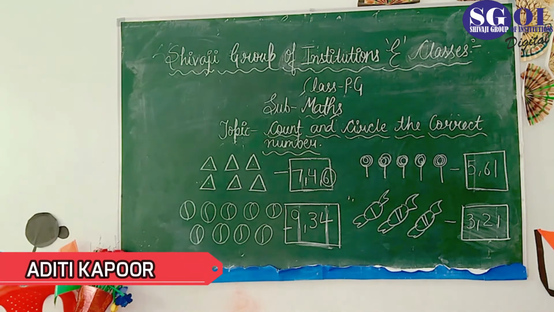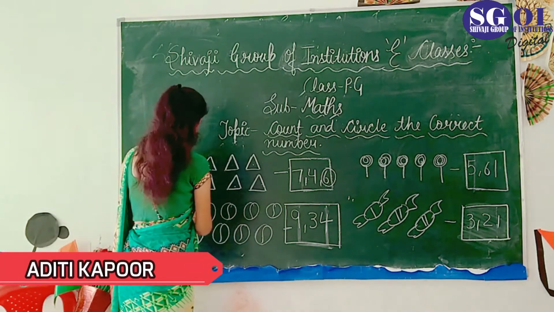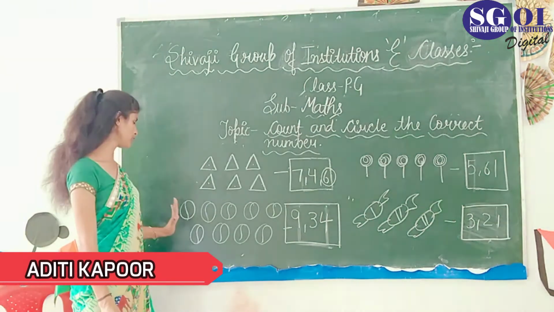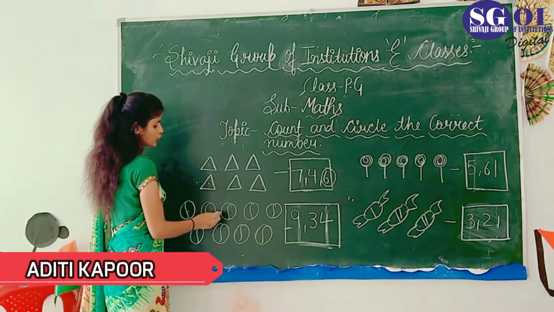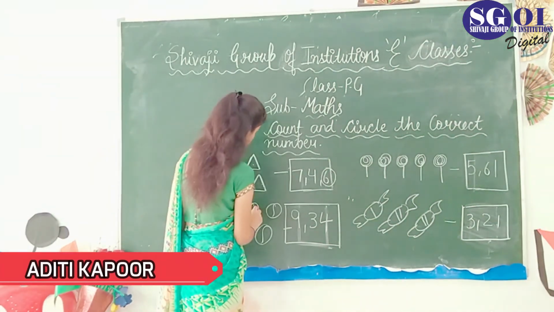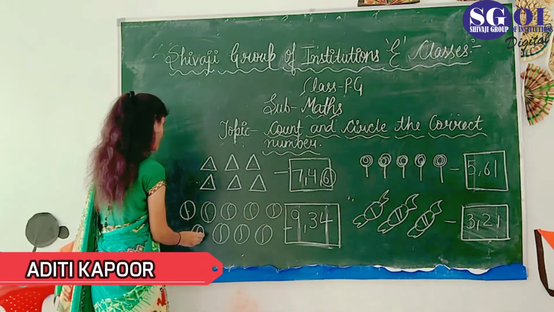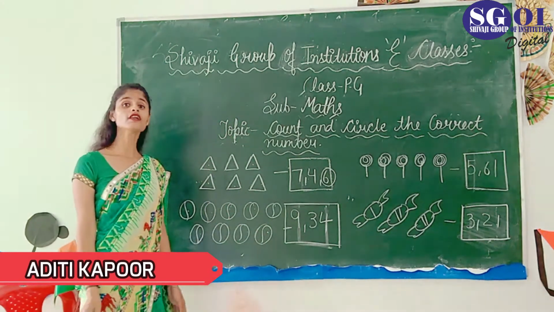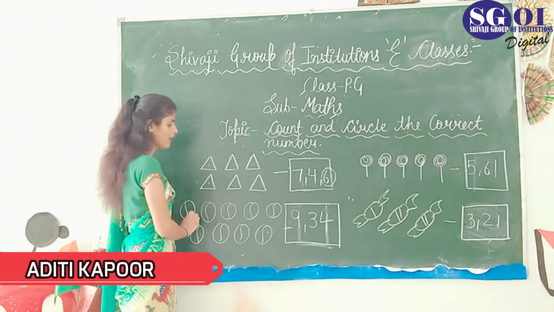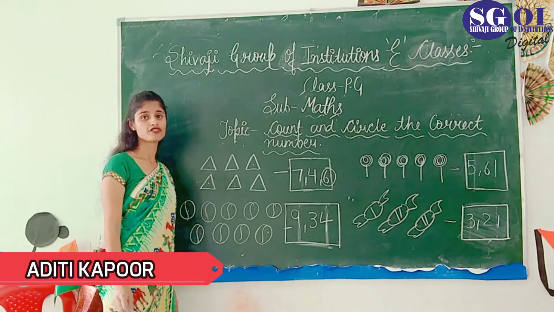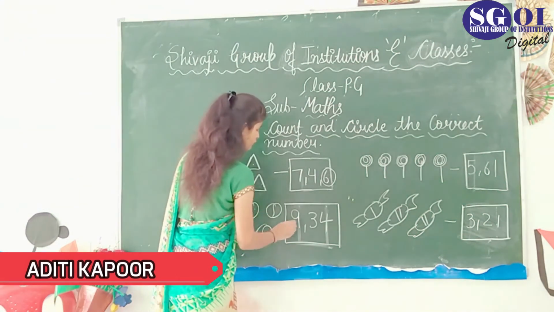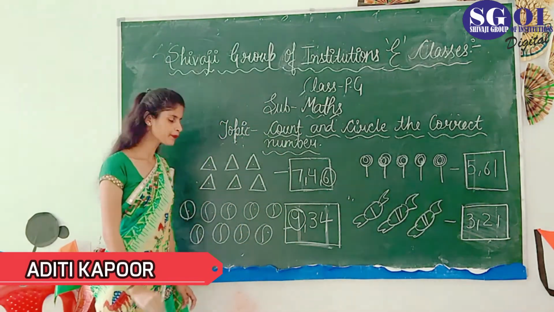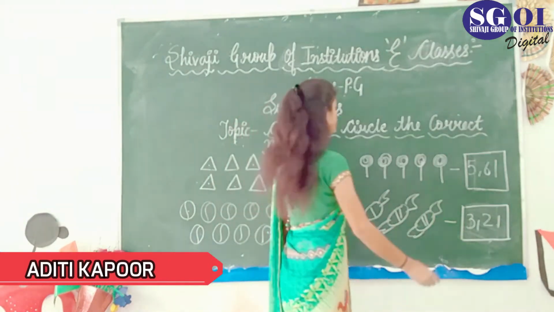Students, now come to the next line. Count how many balls are there in this row. 1, 2, 3, 4, 5, 6, 7, 8, 9. There are total 9 balls. So we have to circle the digit 9 like this. Okay. Now come to the next line.